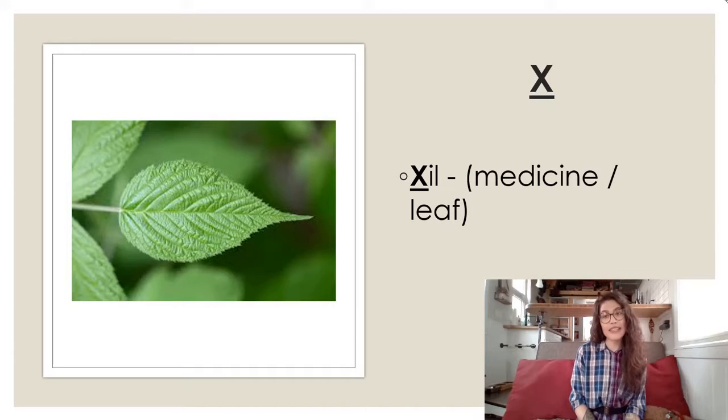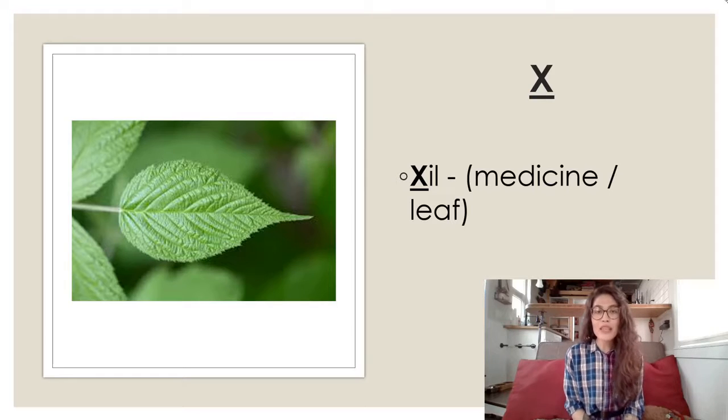Our next sound is an underlined X, which makes a throat clearing noise. This sound is made deep in your throat, and as I said, it's like you're clearing out your throat. An example of the sound used in a word is the word for medicine or leaf, which is khil. Can you say khil?